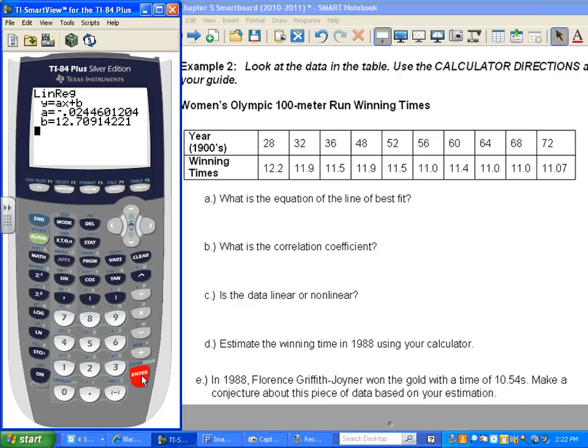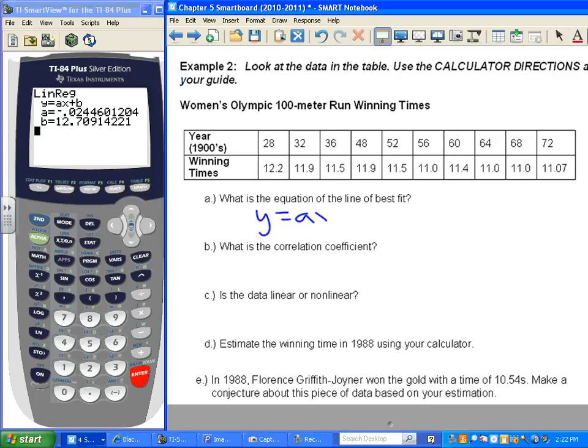Now I need, let me make sure I did this right. Yeah, everyone needs to make sure your A is negative 0.02446, etc. Your B is 12.709, blah, blah, blah. Is anyone's different? Oh, good job. That means we all typed everything in right. Okay, on your note packet, so keep your calculator out. We need to write down what the line of best fit is.